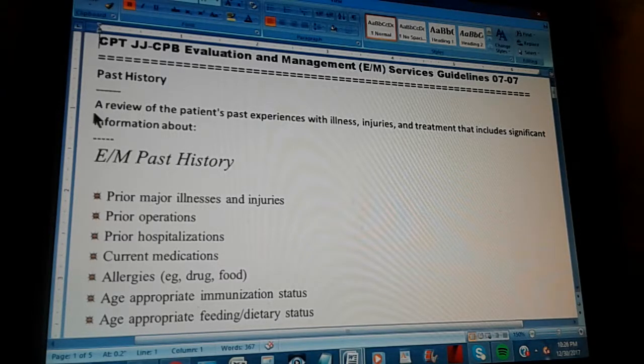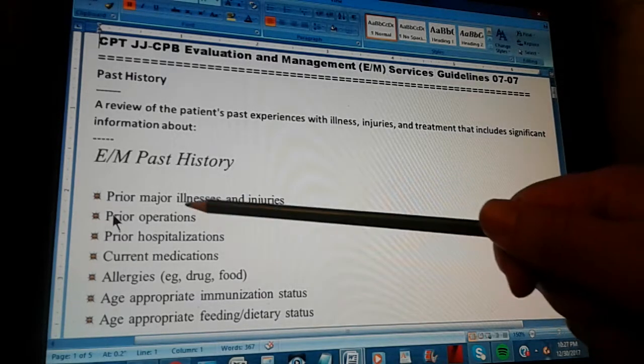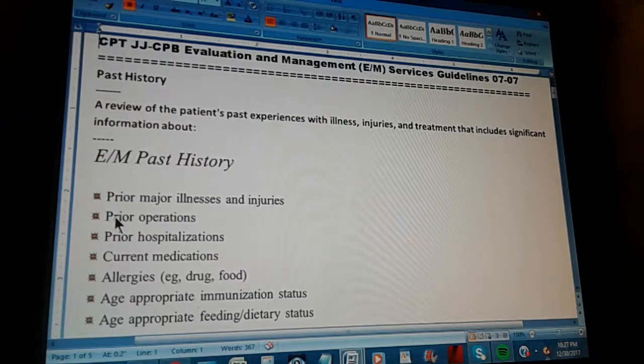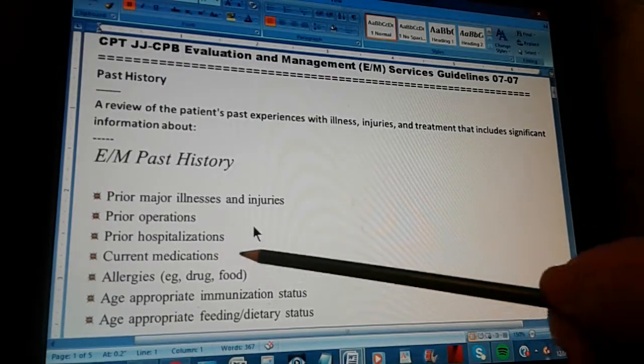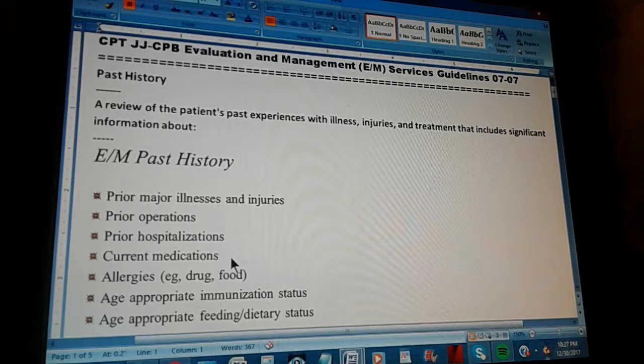Can you read? A review of the patient's past experiences with illness, injuries, and treatment that includes significant information about. And they give you a list of what this history is. Prior means older: major illnesses and injuries, prior operations, which means older operations, prior hospitalizations, current medications. If you're taking something currently, that's considered history too.